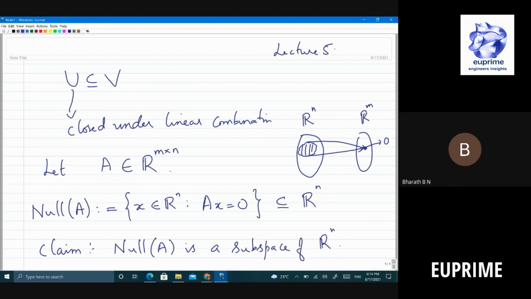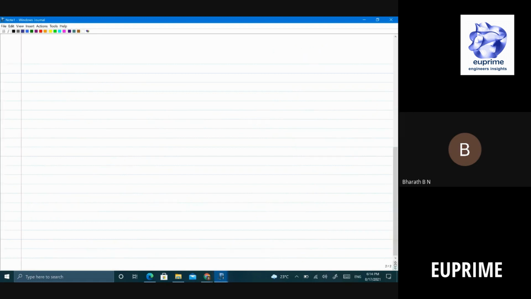How do you show this? Well, this is what we have, right? So it's a subset of a vector space. If I have to show that it's a subspace, all that we have to do is show that it's closed under linear combination. Okay, so that's easy, right? So how do you prove this?